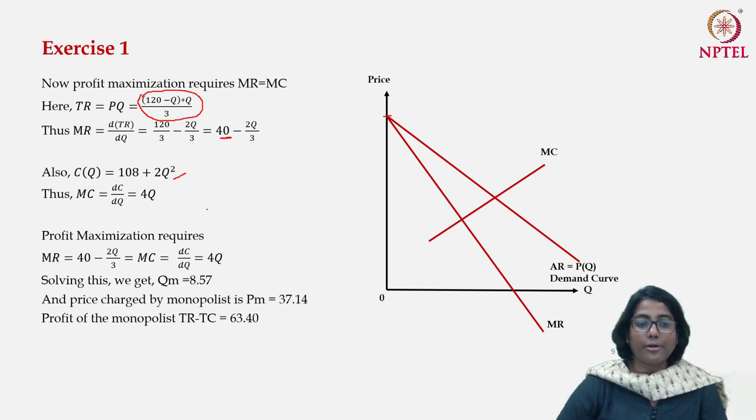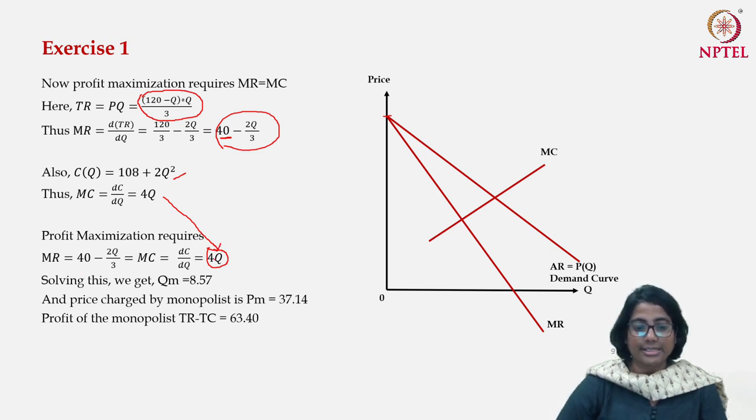Now what I have to do in order to go for profit maximization, I have to equate the marginal revenue with marginal cost. So if I equate marginal revenue with marginal cost, I have to equate 40 minus 2Q by 3, this part, MR, should be equal to MC, which is equal to 4Q. So this is where I'm getting the MC. So I'm equating the MR with MC.